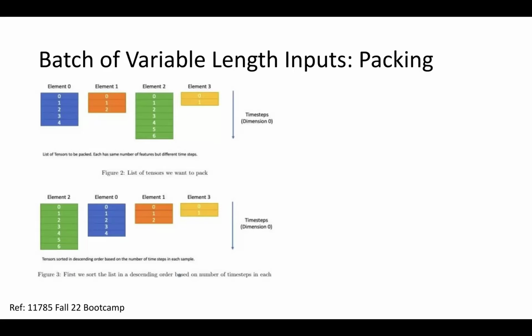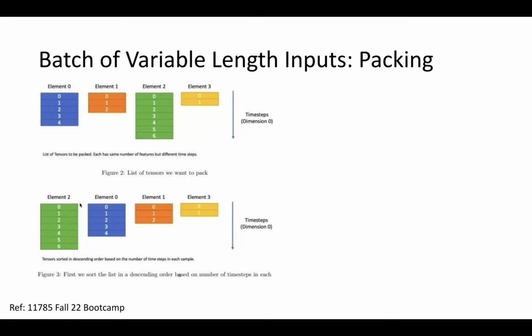And one of the ways of doing that will be packing. This is also something that you need to do in order to prep your data as input for models in PyTorch. So for example, over here, if we have these elements 0, 1, 2, and 3, all of them are color coded just to make it easier to follow. What we first do is order all of them in a descending way, and this will be with respect to the time steps.